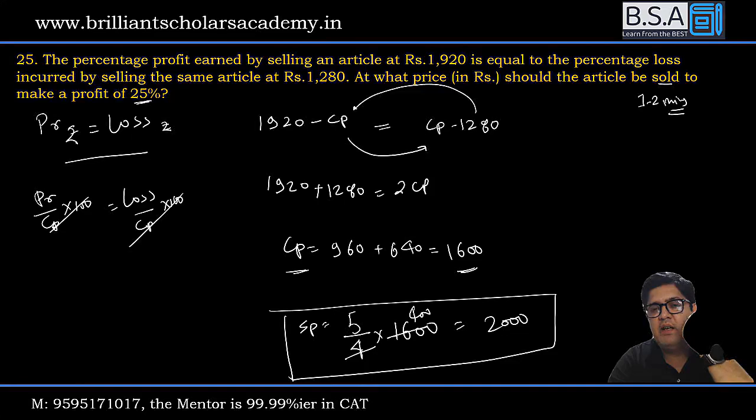Tomorrow we will build upon concepts of chain rule, faulty weights, and slightly higher level questions on profit, loss and discount. For today we are done.